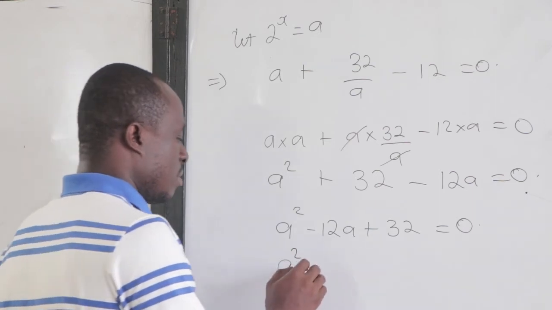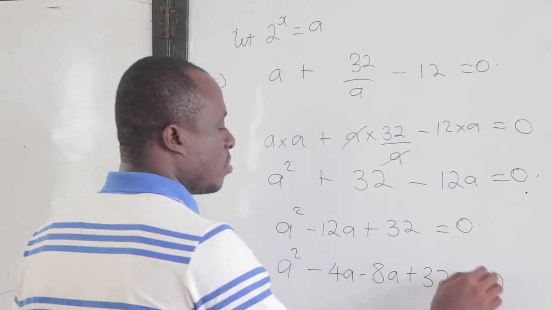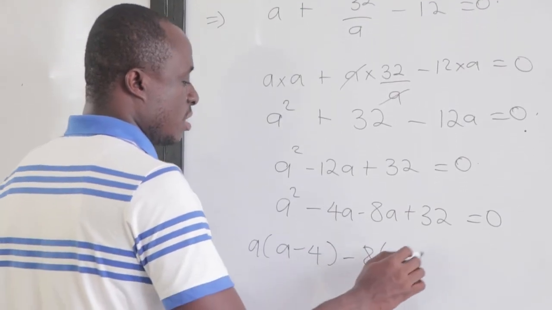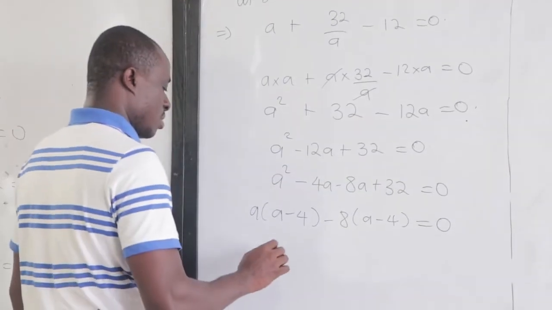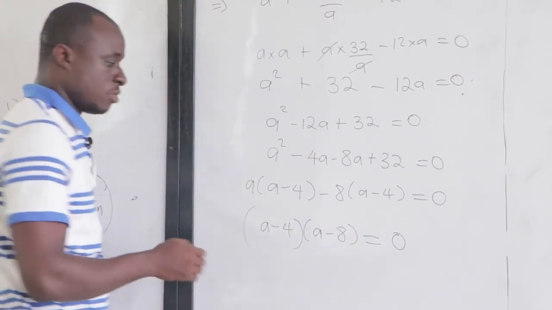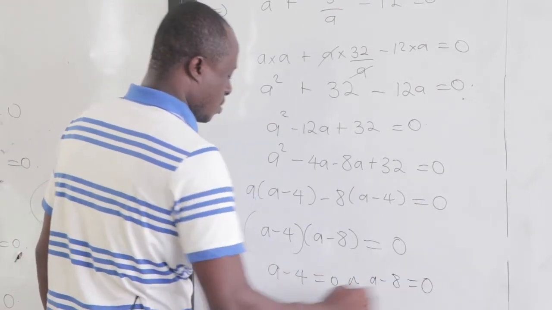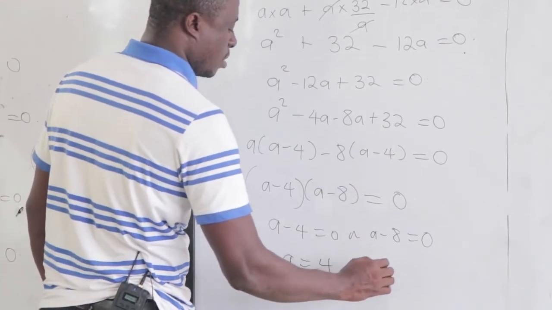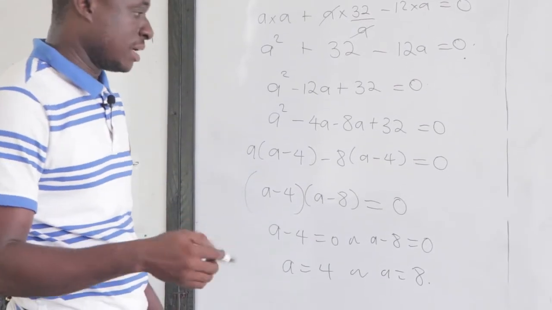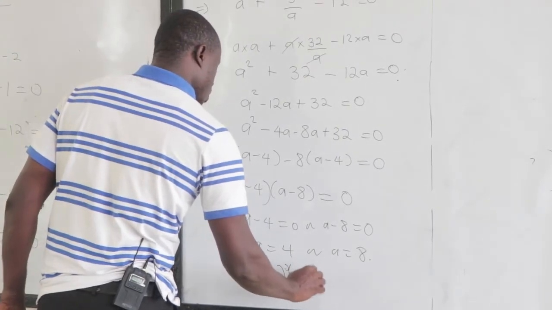So you have a squared minus 4a minus 8a plus 32 equal to 0. What is common? a is common, so you have a(a - 4) minus 8(a - 4) equal to 0. (a - 4)(a - 8) equal to 0. Multiplying two things equals 0, so we have a minus 4 equals 0 or a minus 8 equals 0. Clearly a is equal to 4 or a is equal to 8. But then what do we know? We know 2 to the power x was equal to a.